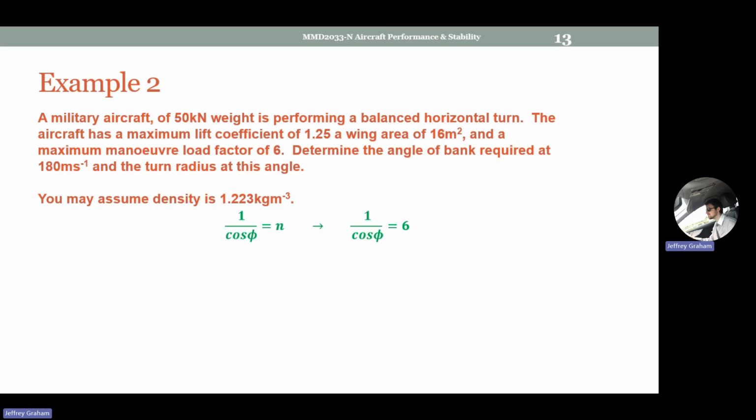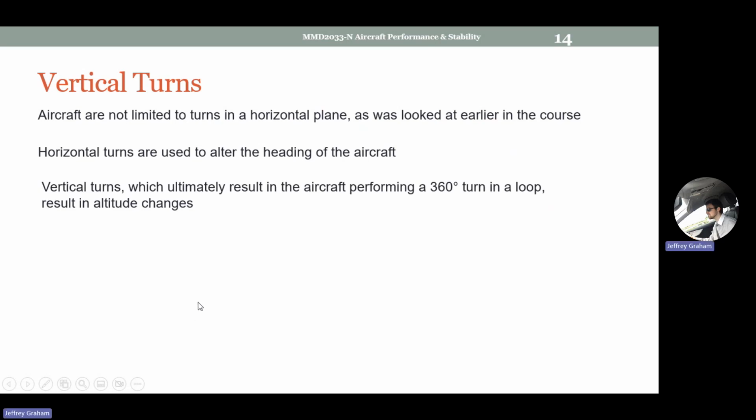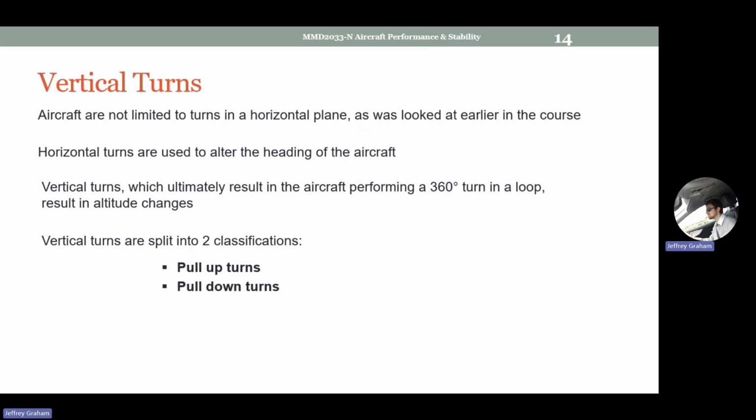Right, moving on to the vertical turns. So this time, with horizontal turns, remember, we're rotating about the vertical axis, in which we can change the heading. Vertical turns involve pitching the aircraft up. It will change its altitude, and if it's going fast enough and it's able to do so without stressing the aircraft, we will complete a vertical loop. So there are 3 steps, but 2 classifications. You can be in the pull-up phase or the pull-down phase.